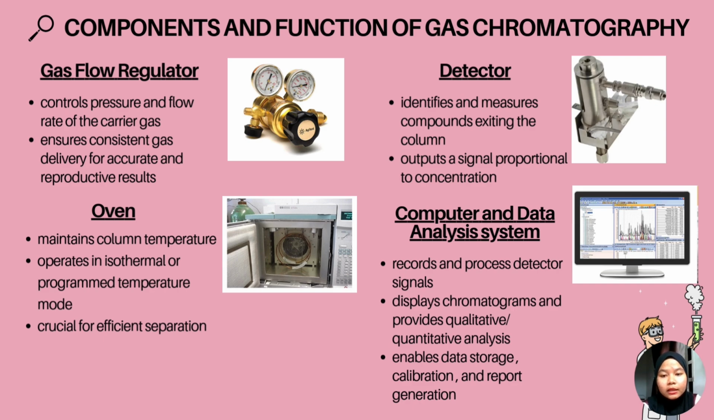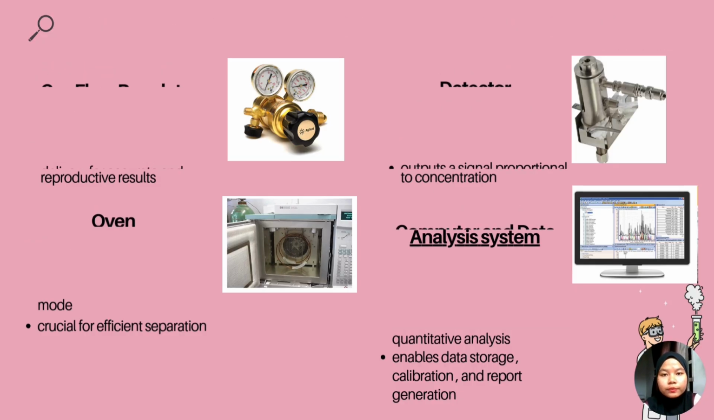And finally, the computer and data analysis system records and processes the signal produced by the detector. It displays the result in the form of a chromatogram, which shows peaks corresponding to the different compounds. This system allows for qualitative and quantitative analysis, as well as data storage, calibration, and report generation.